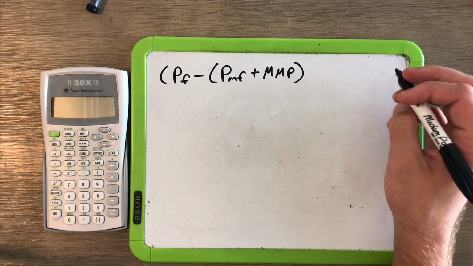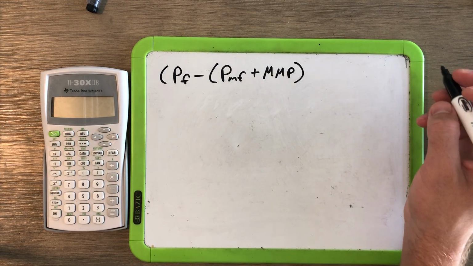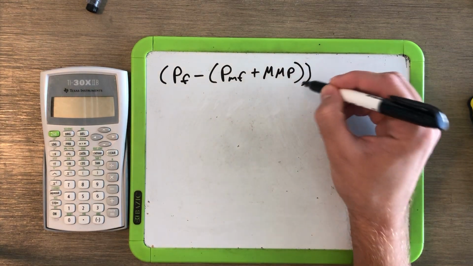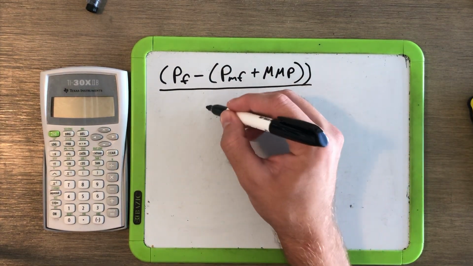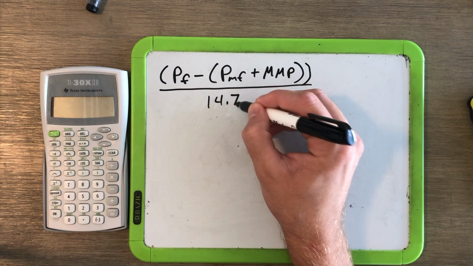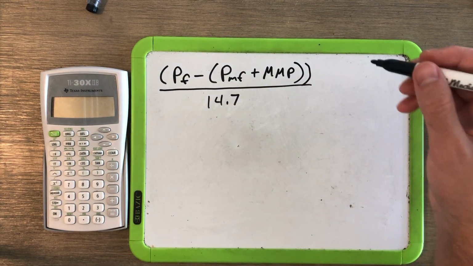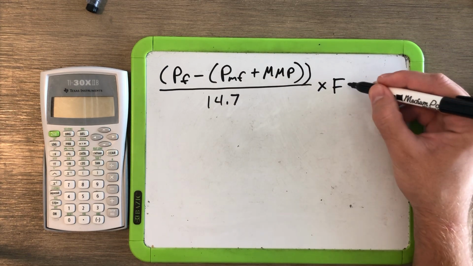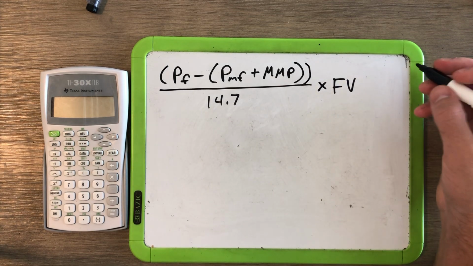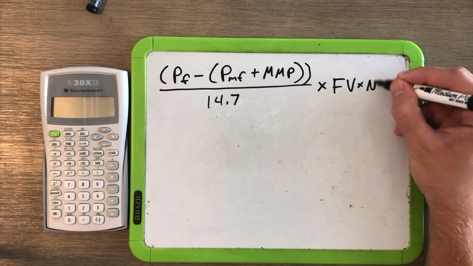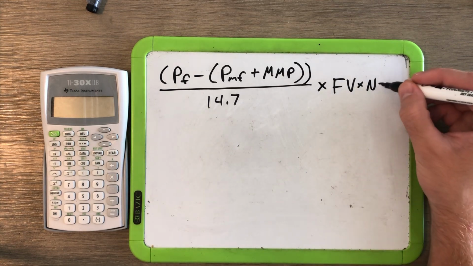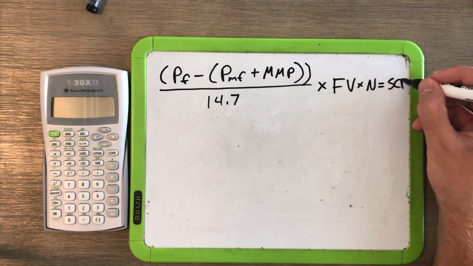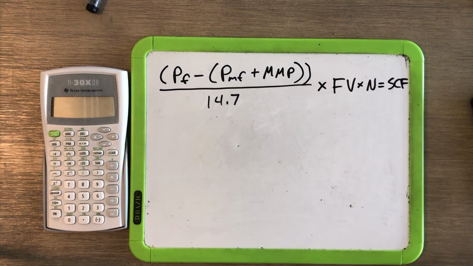And then once we get that, we're going to take that entire thing and we're going to divide it all by 14.7. Once we have that number, we're going to multiply that times the floodable volume of our flask multiplied by the number of flasks that we have. And that's going to give us our standard cubic feet that's available for use, okay? So let's start off with an example.